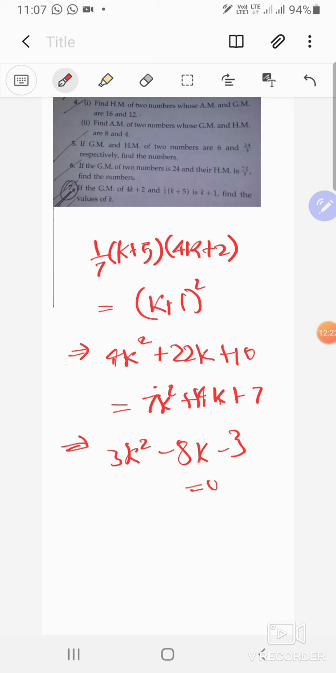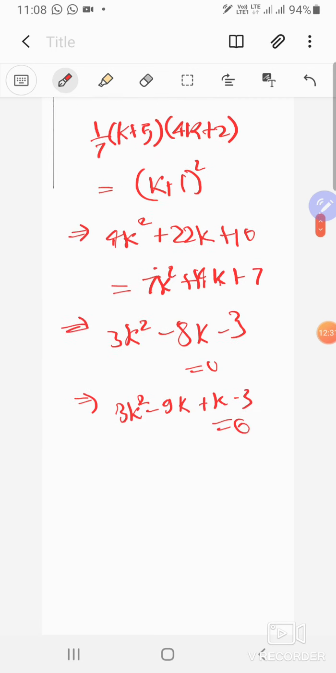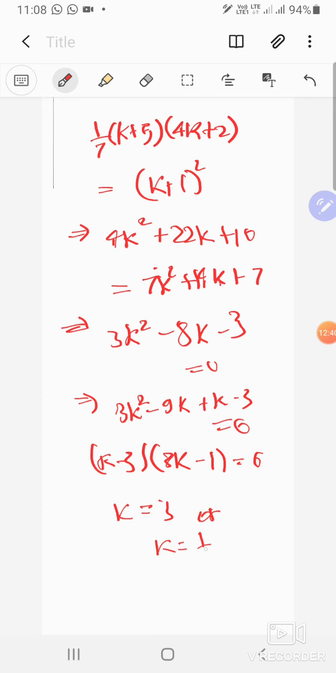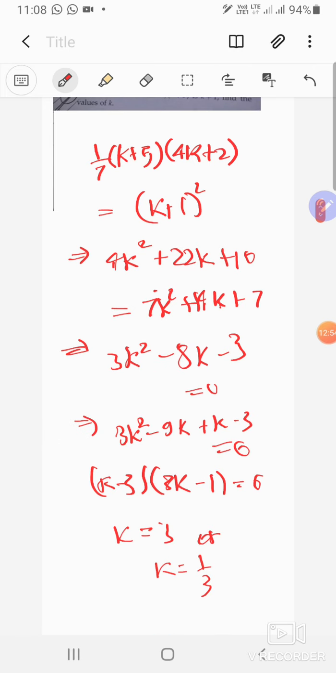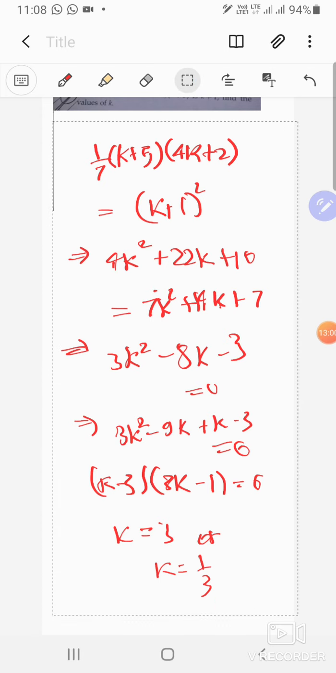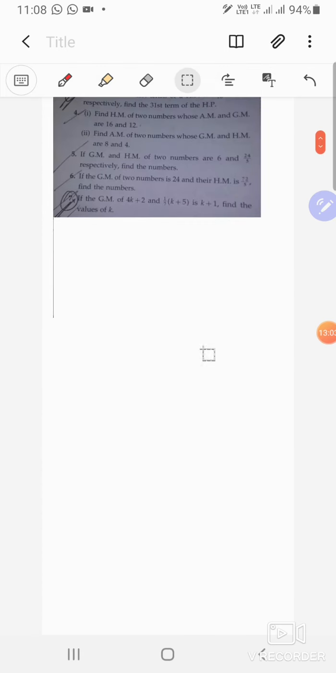Okay, so this is 9 into 1, yeah, that will work. So you got 3k squared minus 9k plus k minus 3 equals 0. So you got k minus 3 factored, and then over here you got 3k minus 1 equals 0. So k is either 3 or k is 1 by 3. Okay, nice. Yeah, that should work. No negatives anywhere, nothing which is problematic. So k is 3 or 1 by 3. Let's delete this. Okay, let's go to the next question.